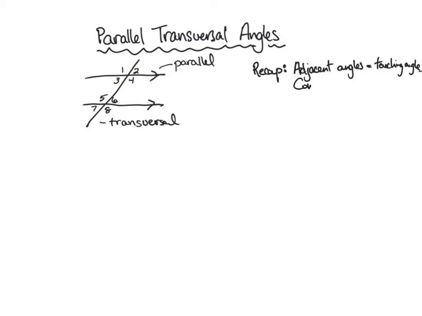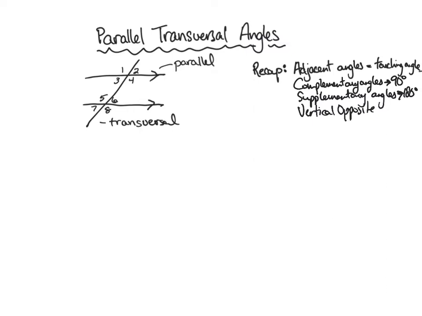You also know that complementary angles together equal 90 degrees. You know that supplementary angles together equal 180 degrees, and you know that vertically opposite angles are congruent. And the congruent sign looks like this.